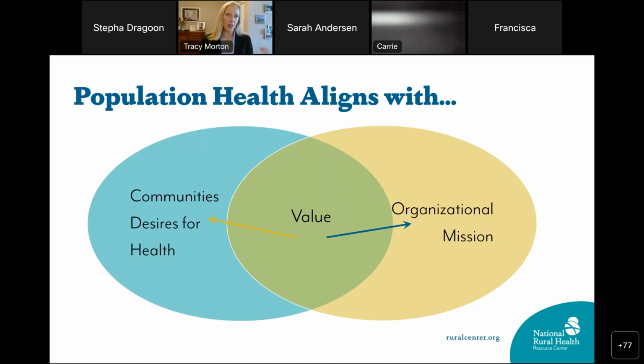Where those converge together, a community's desire for health and the organizational mission, as well as organizational operations, lands in the middle with value. And we're going to talk a little bit more about what I mean by value here in a bit.